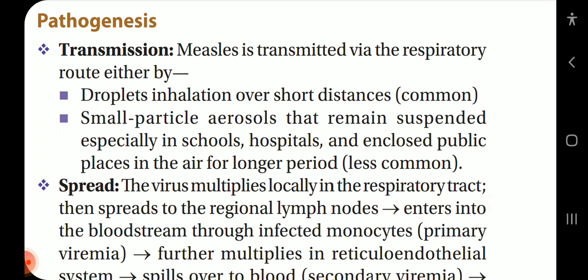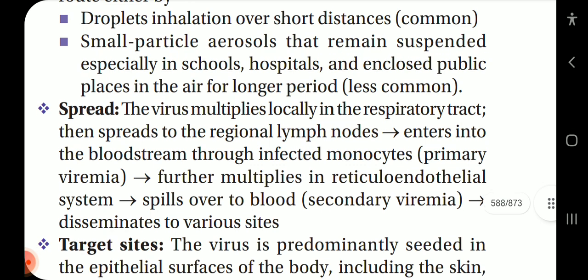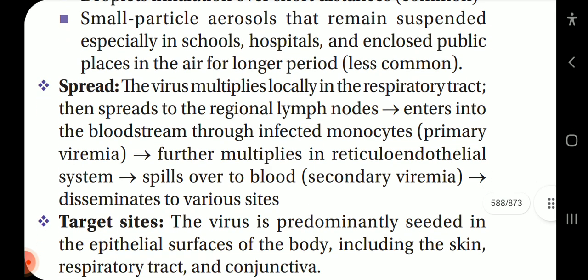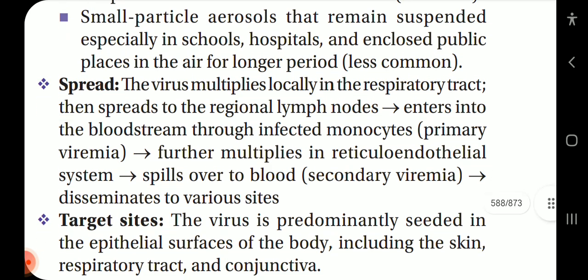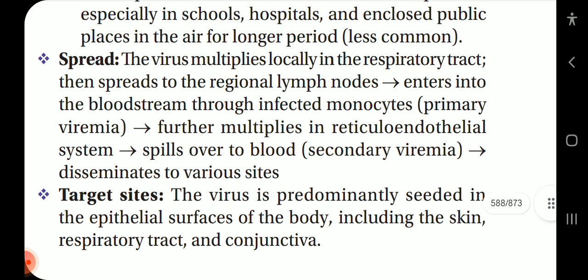Pathogenesis. Transmission: measles is transmitted via the respiratory route, either by droplet inhalation over short distances, which is common, or by small particle aerosols that remain suspended in the air for a longer period, especially in schools, hospitals, and enclosed public places, which is less common.